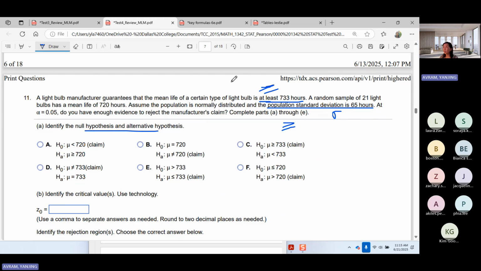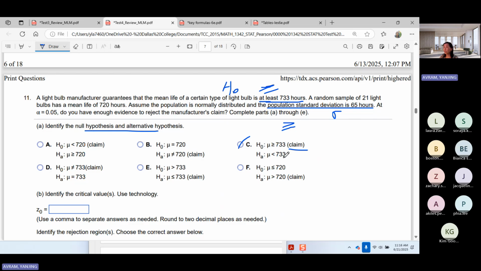So that means this is the null hypothesis because I have an equal sign. Null always has an equal sign. So we want to choose the one that has a greater than or equal to, just like this one, right? That's the only one in here. And this is the claim because this is a statement from the question. So that is the correct one.